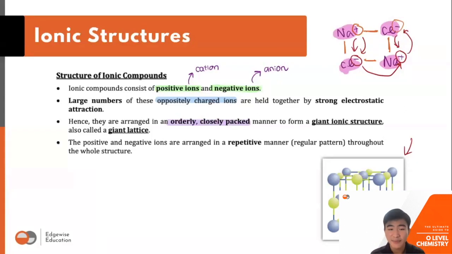Now, question in exam. Describe to me what an ionic structure looks like. Then you must tell me: oppositely charged ions are held together by strong electrostatic force of attraction. Keyword over here, strong electrostatic attraction. Go on and tell me they are in an orderly and closely packed manner. They form this giant ionic structure. Some schools teach it as giant ionic lattice, which is the same thing. Positive ions and negative ions are arranged in a repetitive manner, okay? So I have one positive, one negative, one positive, one negative.